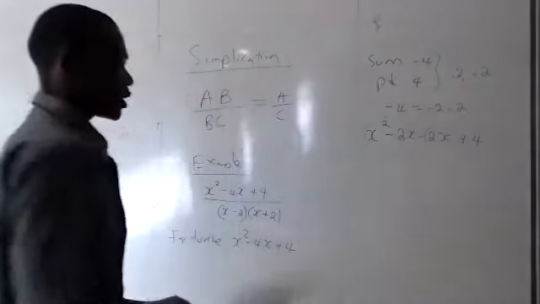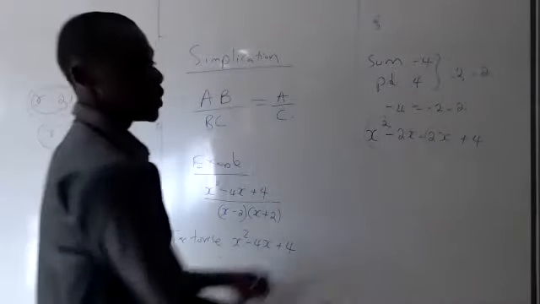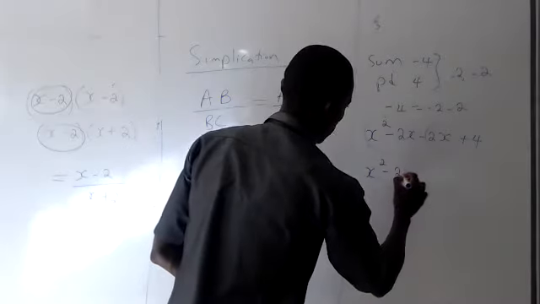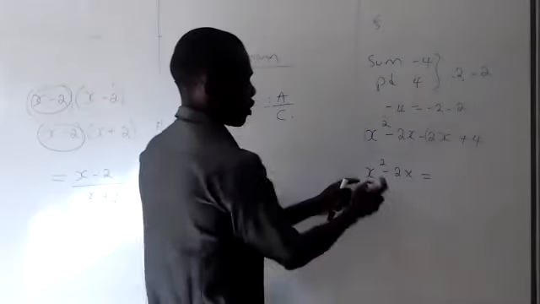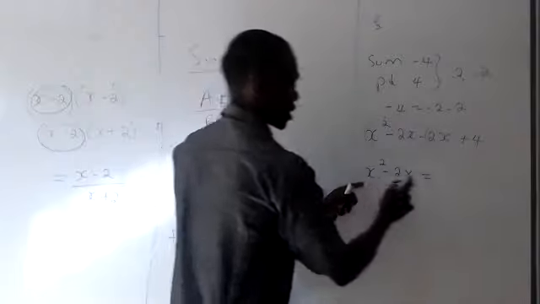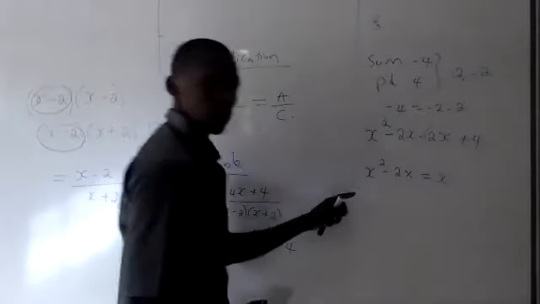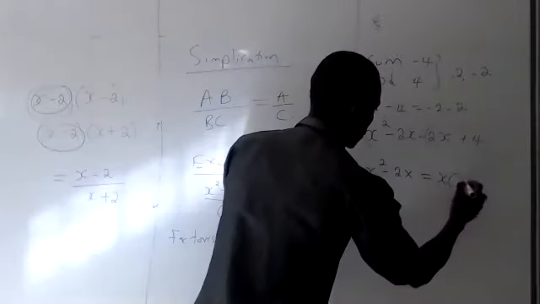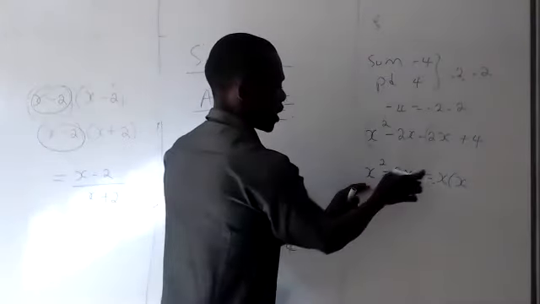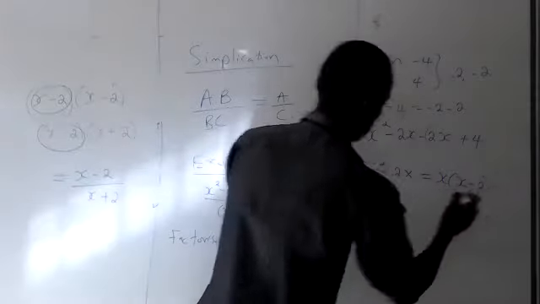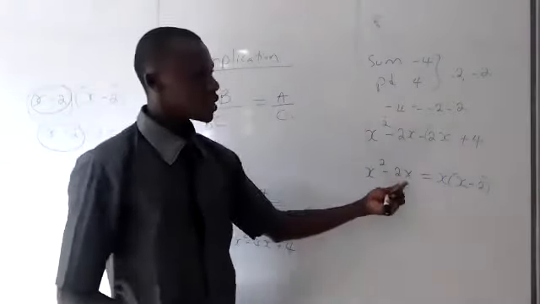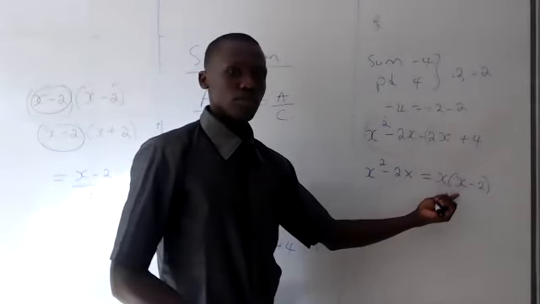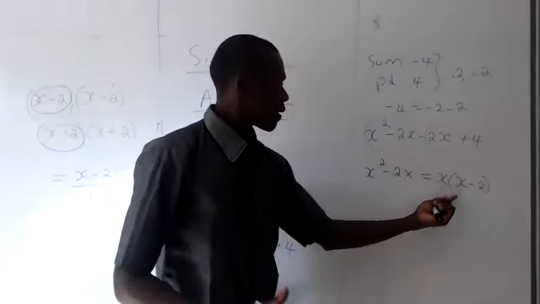Maybe the best we can do is to split out this term. So factorize first x squared minus 2x. The common factor in x squared minus 2x is x. When you pull out x from x squared you get x. When you pull out x from minus 2x, you get minus 2. So x squared minus 2x is equivalent to x times (x minus 2). Is that okay? Yes, it's okay.